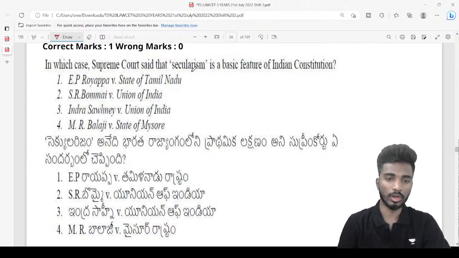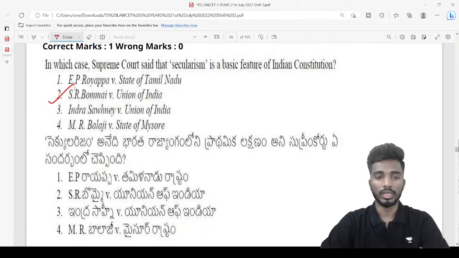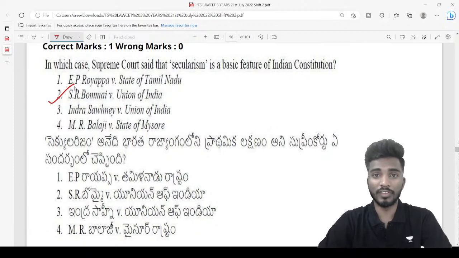Well done. Very good, Alpha. Excellent. The answer is SR Bommai versus Union of India. So, in SR Bommai versus Union of India, the Supreme Court said that if a state fails to secure secularism in a state, then the central government can impose president's rule. So that is what SR Bommai versus Union of India was telling.